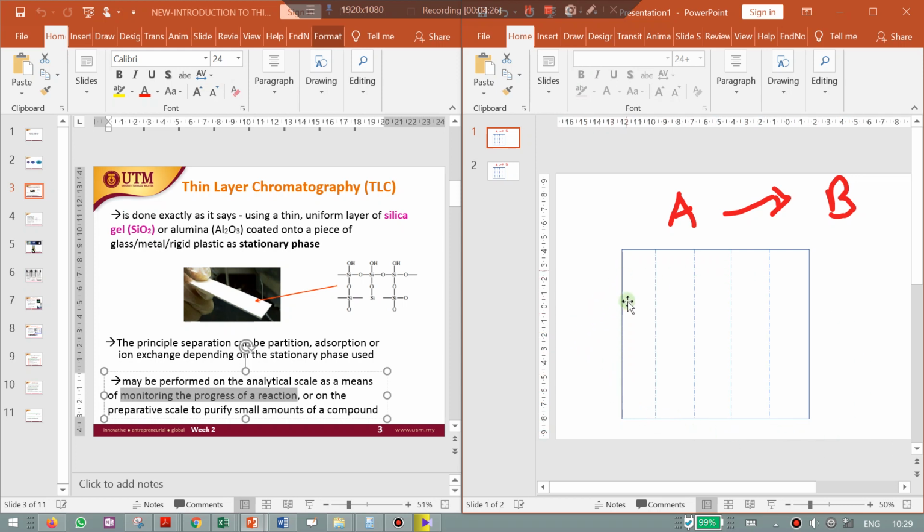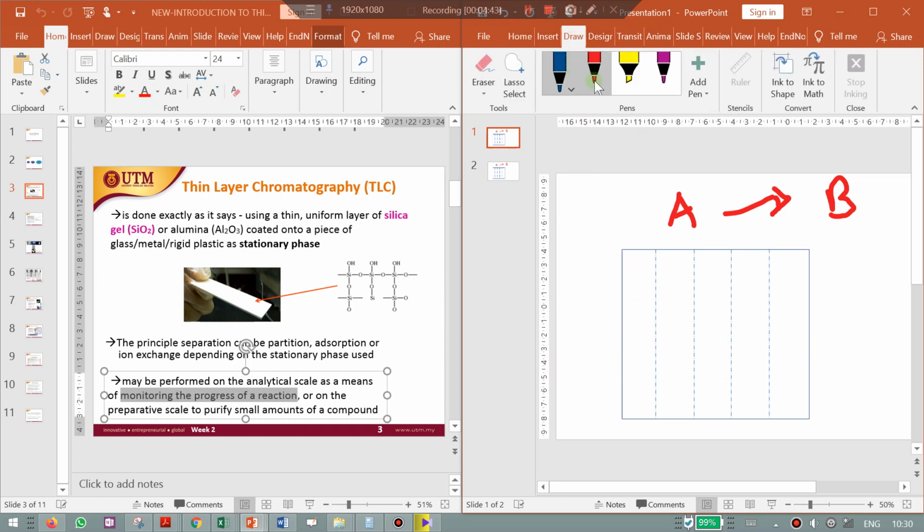On the TLC plate you divide it into different columns. For example, in the first one you put the spot of your standard drug that you want to compare, and then the second one you put the spot of your sample after 30 minutes of reaction. Here maybe after 1 hour, here 1 hour and a half, and here after 2 hours.